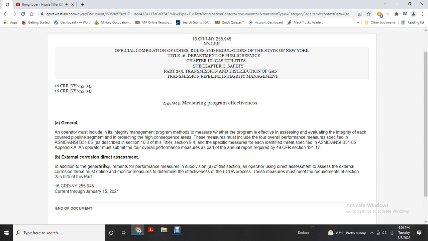External corrosion direct assessment. In addition to the general performance measures, the operator using direct assessment for external corrosion threat must define the measures to determine the effectiveness of the external corrosion direct assessment process. The measures must meet the requirements of Section 255.929 of this part.